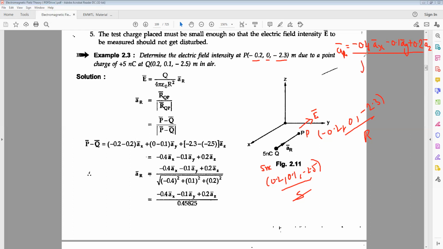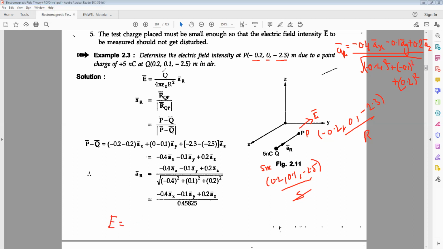This is divided by the square root of minus 0.4 whole square, plus minus 0.1 whole square, plus 0.2 whole square. This is AR bar. We get the same components, minus 0.4 AX, minus 0.1 AY and 0.2 AZ bar, and the square root of this value is 0.45825. Okay, my dear students.